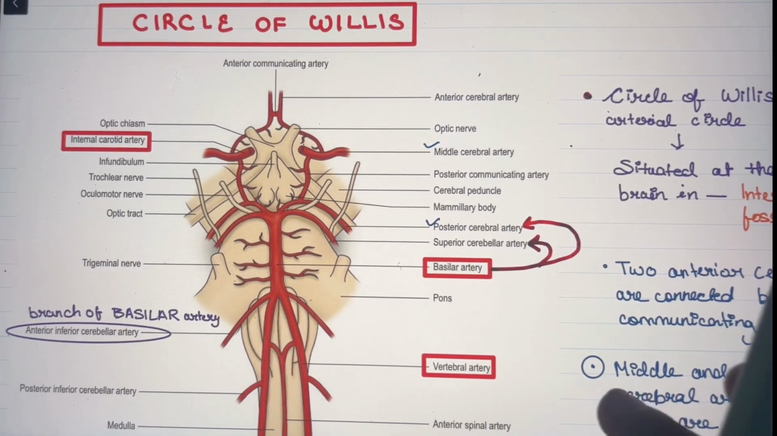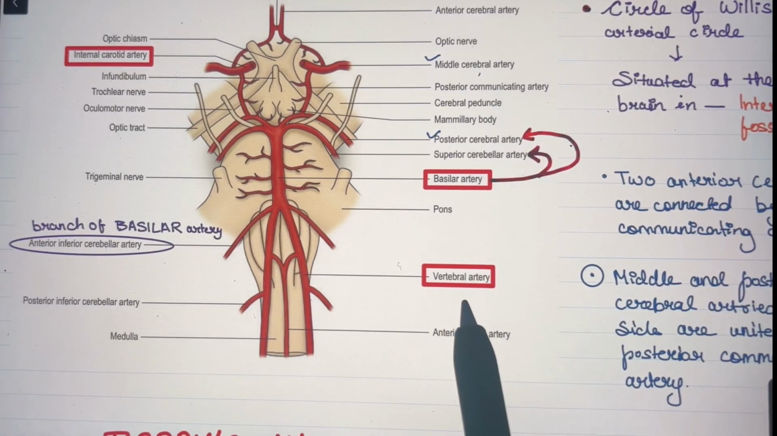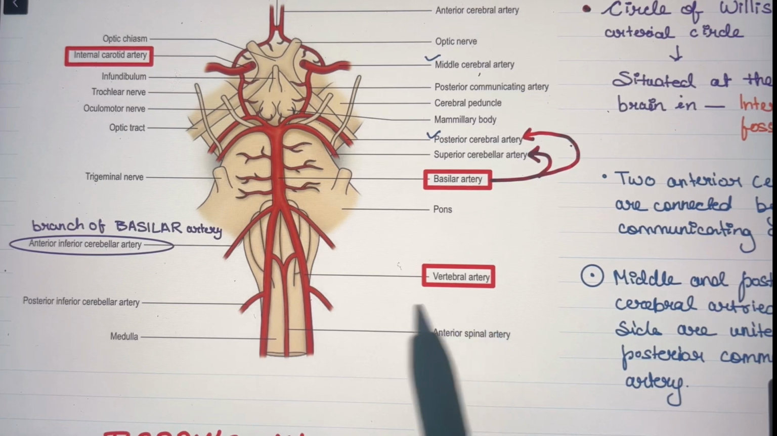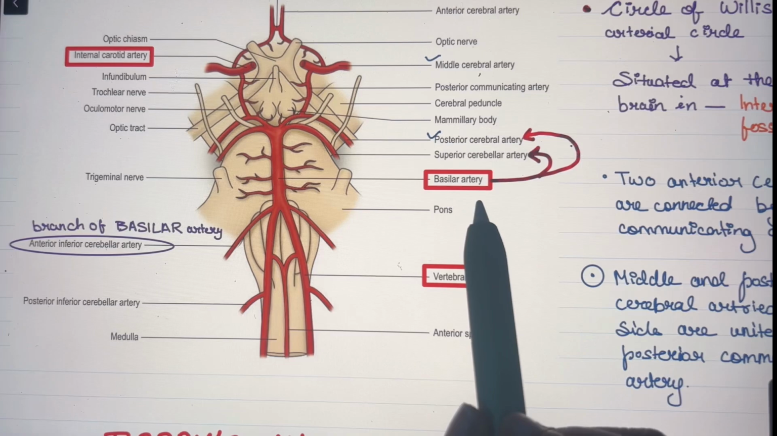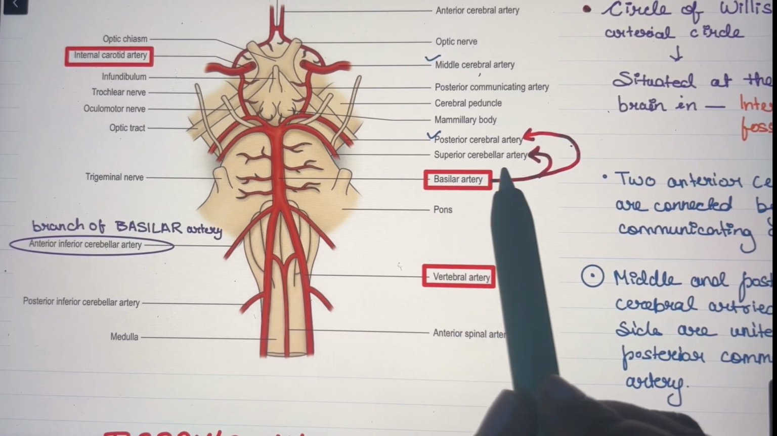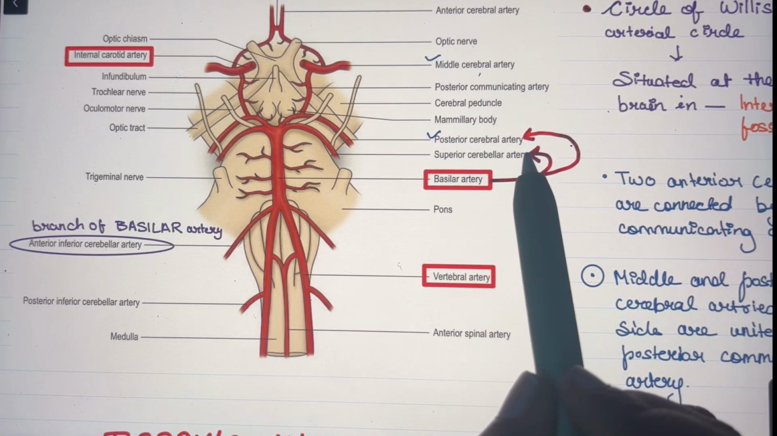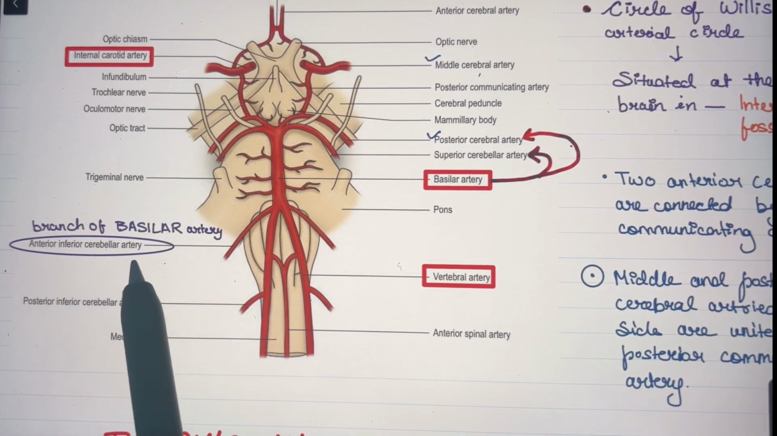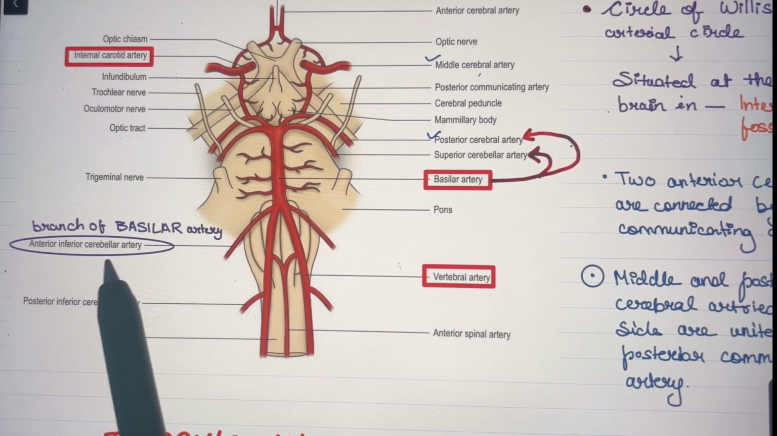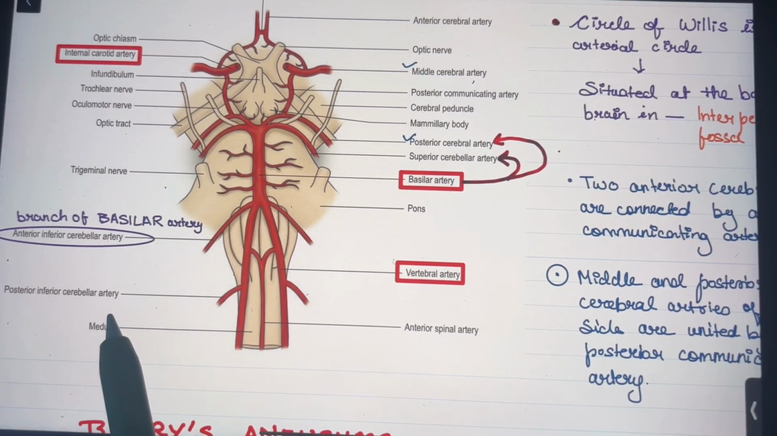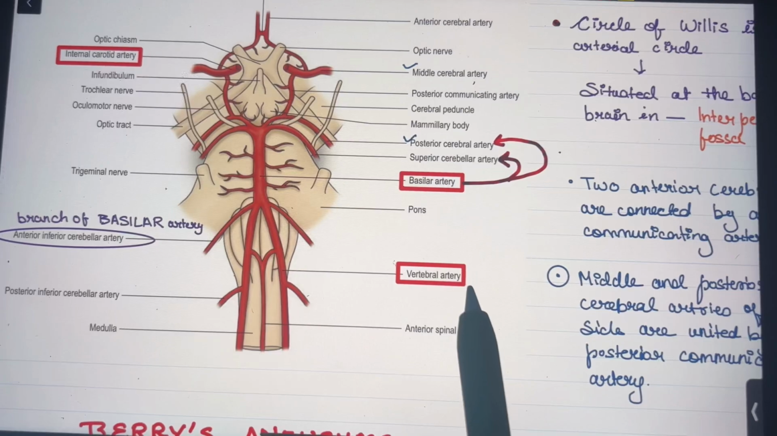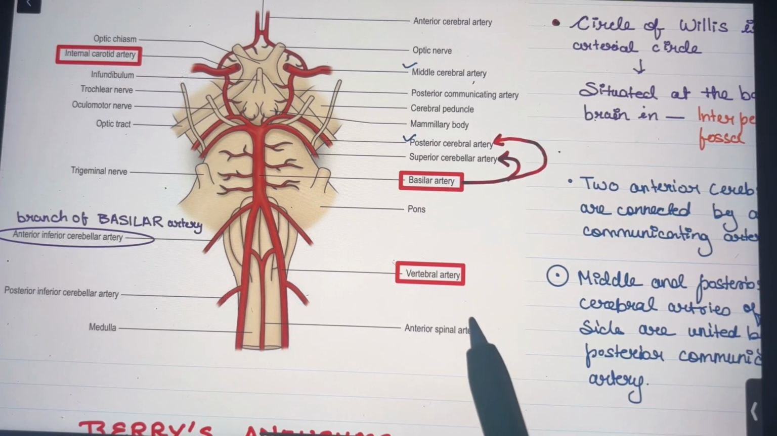From where did the basilar artery come? As we have said, the vertebral artery is the first branch of the subclavian artery. Two vertebral arteries join to form the basilar artery, and the basilar artery gives branches: the superior cerebellar artery, posterior cerebral artery, and the anterior inferior cerebellar artery. So the anterior inferior cerebellar artery is a branch of the basilar artery. The posterior inferior cerebellar artery is the branch of the vertebral artery, and the anterior and posterior spinal arteries are also branches of the vertebral artery.